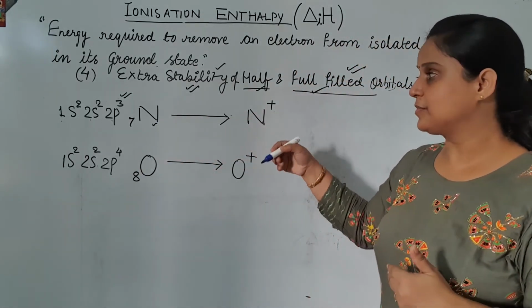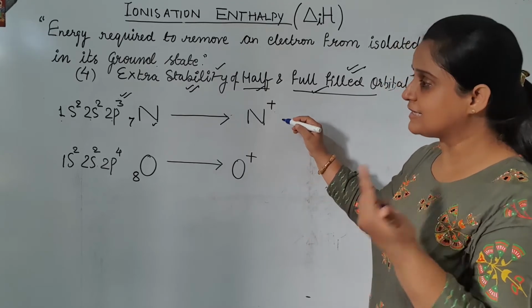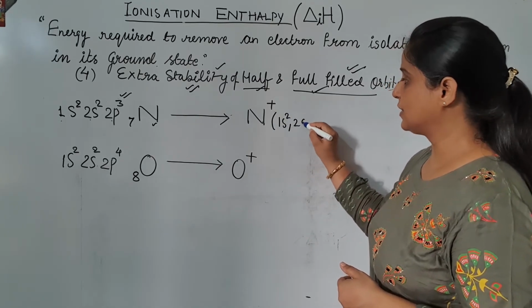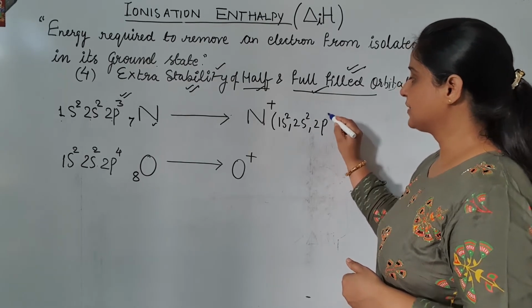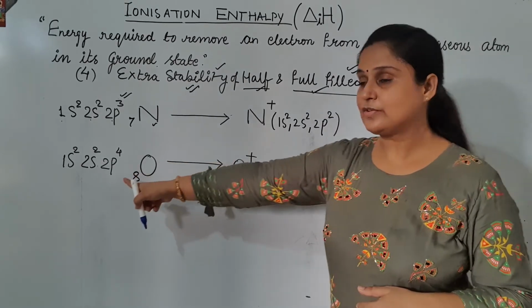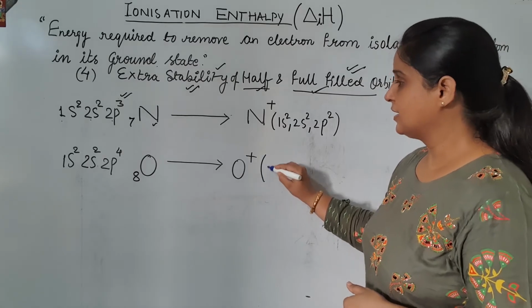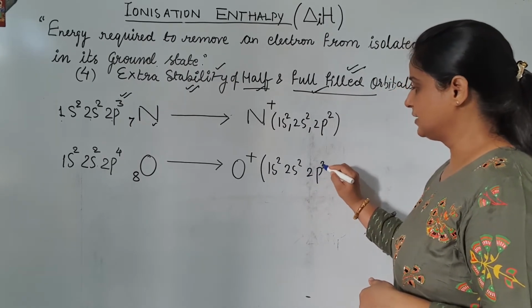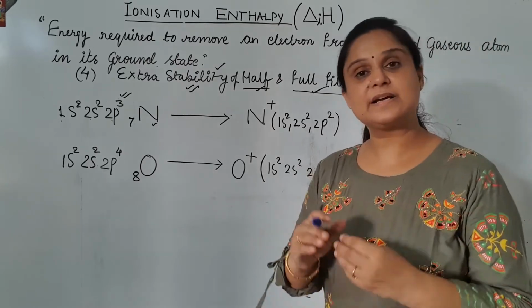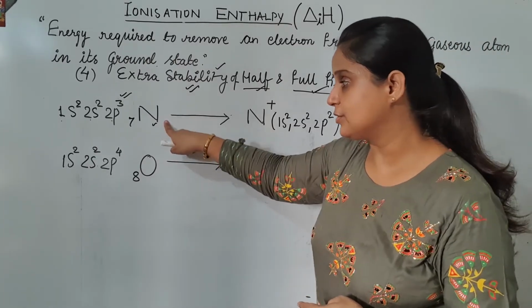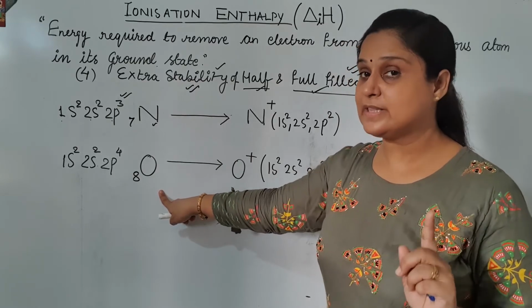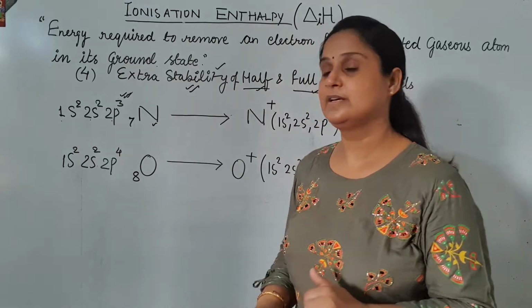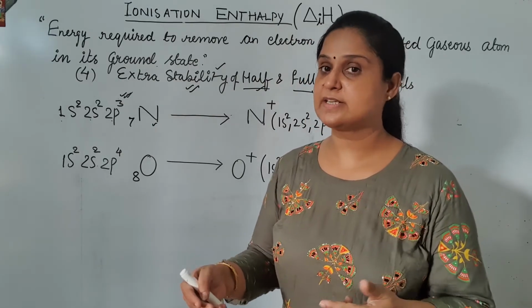If I am removing one electron from nitrogen, what will be its next configuration? I am writing it here: 1s2, 2s2 and 2p2. And what will happen to oxygen? 1s2, 2s2 and 2p3. Let us compare the ionization enthalpy of nitrogen and oxygen. Will nitrogen remove one electron from its p3? As I have told you, they are extra stable.